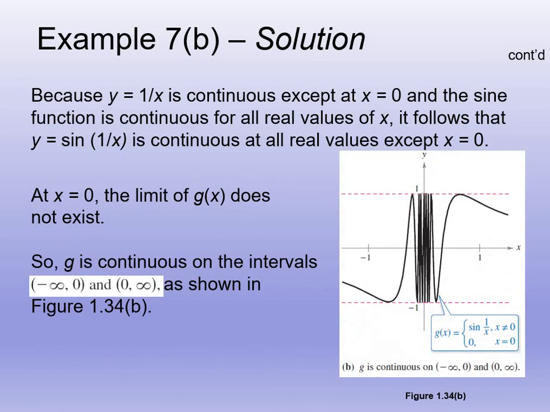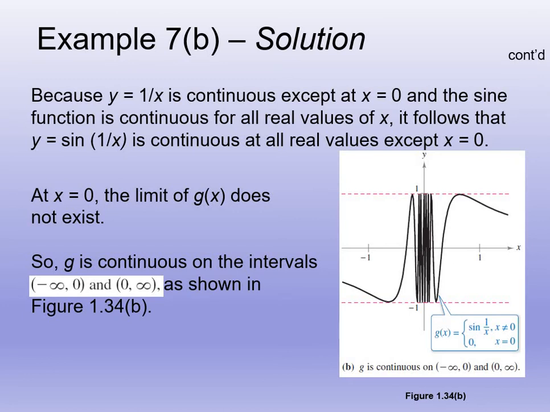Okay, so if we graph this one, we have y equals 1 over x. It's not continuous at x equals 0. And then we have sine of that function. So our composite function here, we have y equals sine of 1 over x. So the first function we need to look at is the 1 over x. 1 over x is continuous everywhere except for at x equals 0. There's a point of discontinuity.